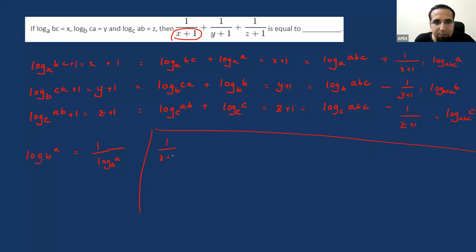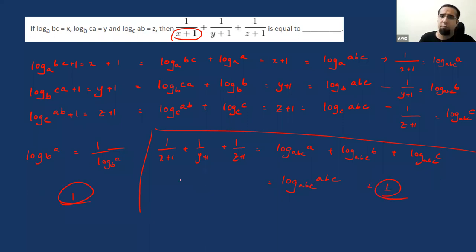So 1 by x plus 1 plus 1 by y plus 1 plus 1 by z plus 1 will actually give me log a base abc plus log b base abc plus log c base abc. So eventually what do I have? I have log abc base abc, and your final answer becomes equal to 1. And therefore, 1 becomes your final answer.